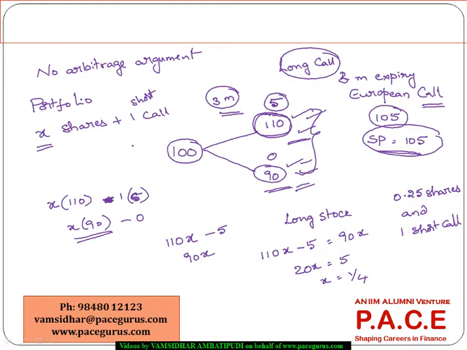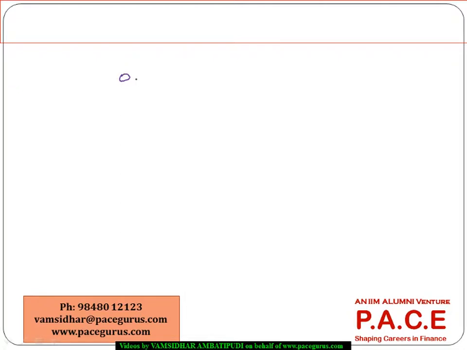Let's see, if I am having 0.25 shares and it touches 110, my portfolio value at the end of 3 months is going to be 0.25 times 110, minus the call option worth 5. So overall this works out to 110 by 4, which is 27.5, minus 5, which is 22.5.